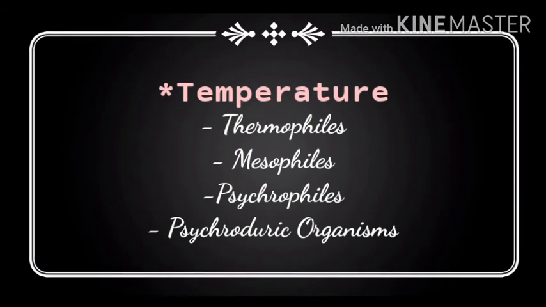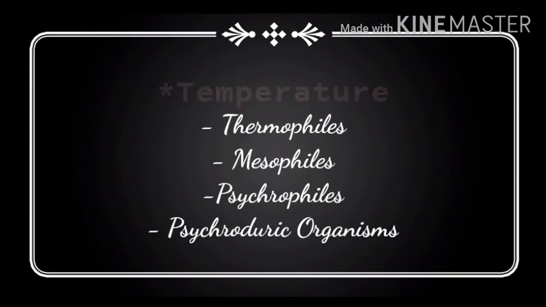For example, the thermophiles. They love heat, so they prefer hot temperatures. Mesophiles prefer moderate temperatures. Psychrophiles prefer cold temperatures. And lastly, the psychrotrophic organisms, which prefer warmer temperatures but can endure cold temperatures.